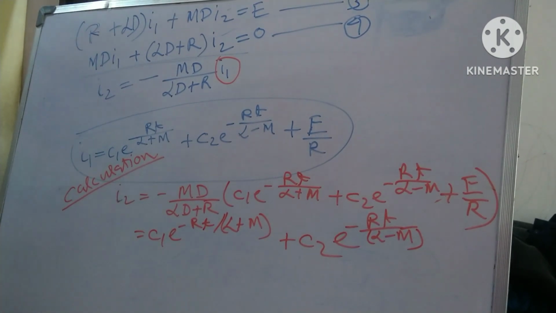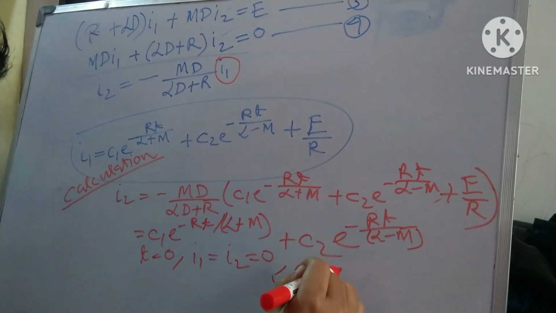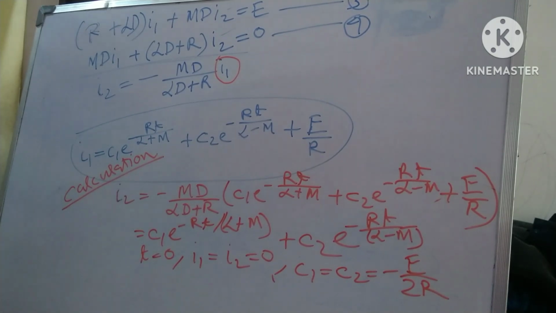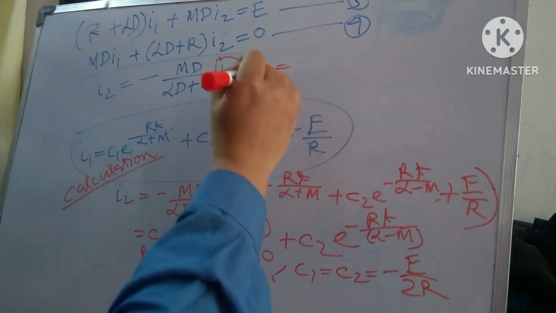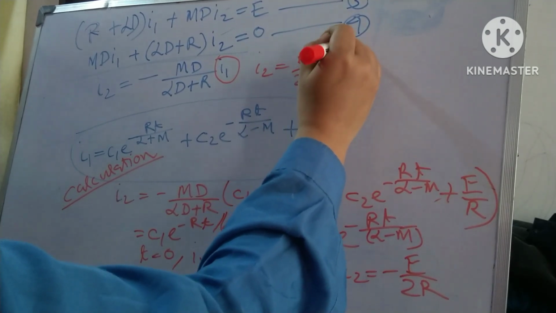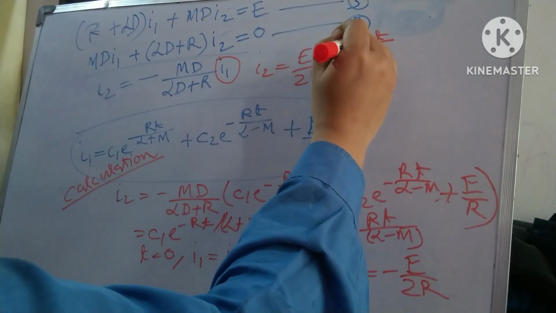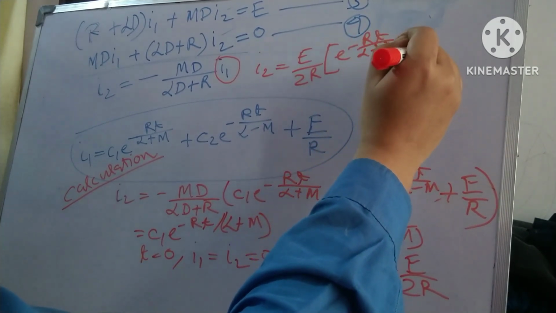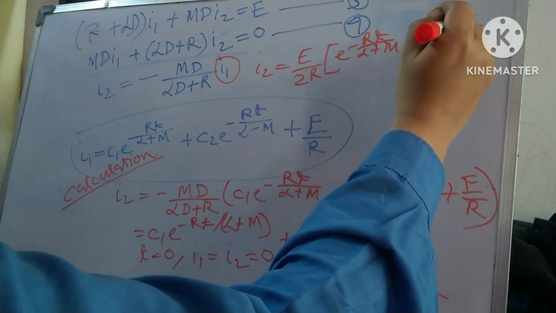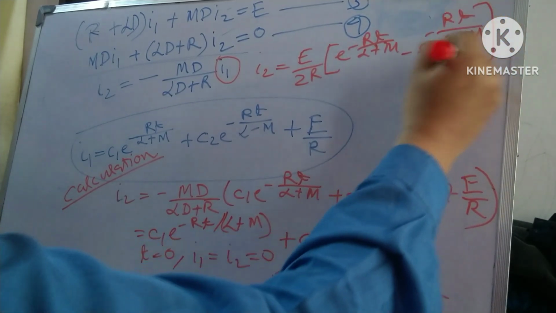So whatever you see, at T equals 0, I1 equals I2 equals 0. If you put this value, C1 equals C2 equals minus E divided by 2R. Okay friends, E divided by minus 2R. So what is my I2 value? I2 is equal to E divided by 2R, e to the power minus RT divided by L plus M, and minus e to the power minus RT divided by L minus M. This is my I1 value.